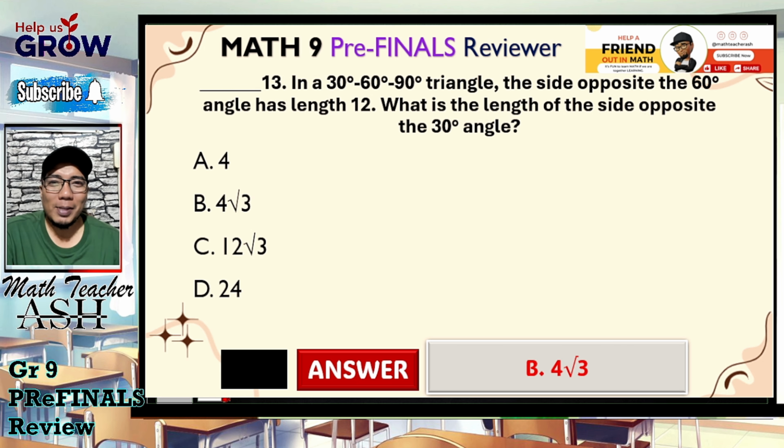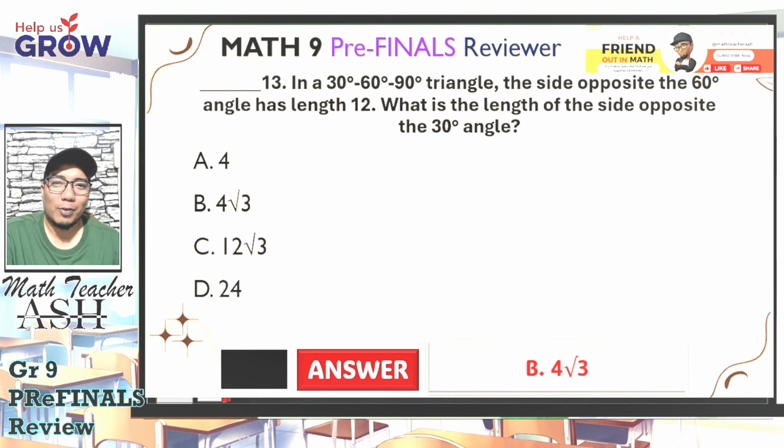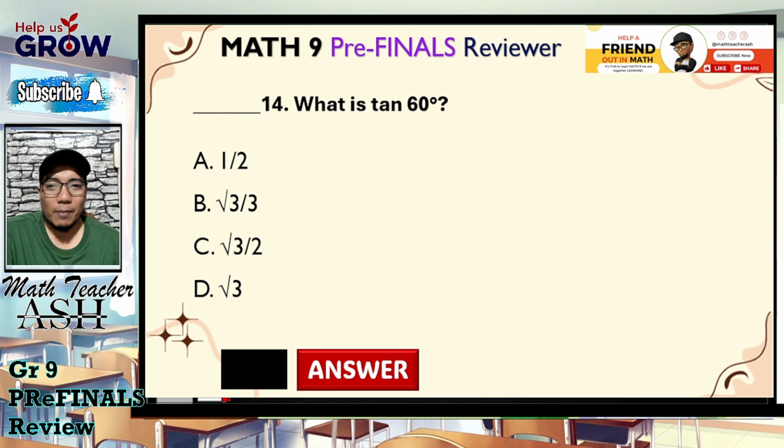Easy, right? So my dear math learners, let us go to question number 14. What is tan 60? Is it A, 1/2, B, square root of 3 over 3, C, square root of 3 over 2, or D, square root of 3? I'll give you 5 seconds to think about your answer.